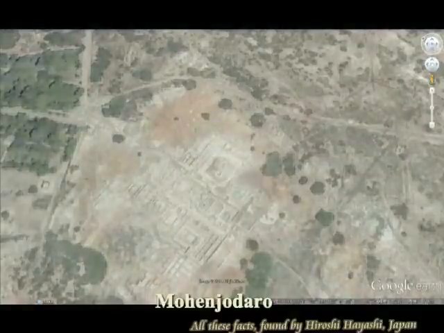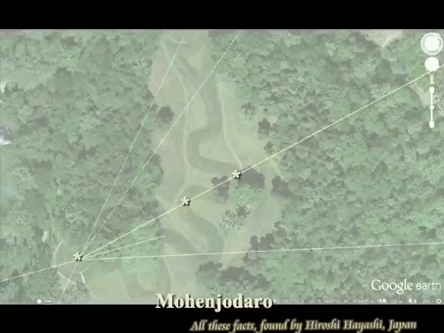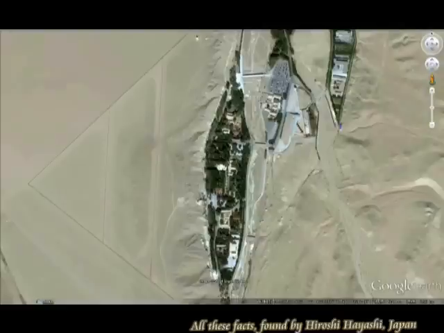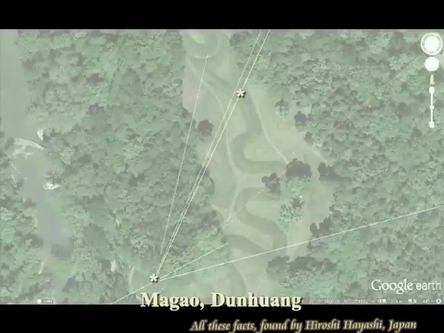And from Mohenjo-daro, you can also find a line on the same concept. Okay, two points here, right? But the middle one is more correct. And from Magao-Dunhuang, I draw a line, and you can see the line here, right, from the scoring point of the serpent, and here.